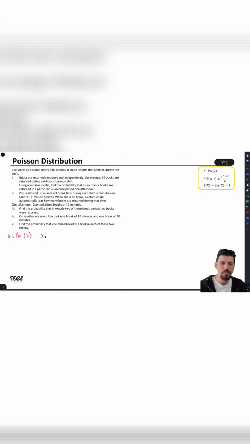So lambda is a constant rate. So instead of a probability of something happening, we're looking at a rate of it happening. And the really important thing is it's a rate per something. And we're going to have to move that around.